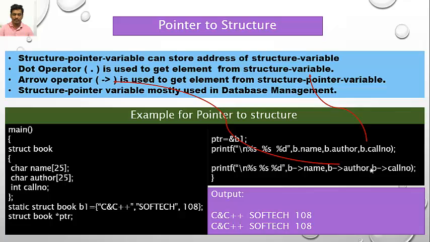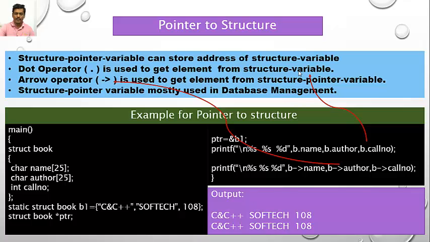A pointer variable can store the address of an ordinary variable. A structure pointer variable can store the address of a structure variable. The dot operator is used to get elements from a structure variable. If we want to access an element of a structure, we use the dot operator.